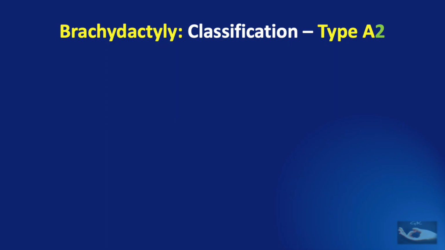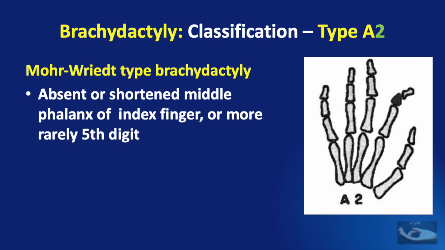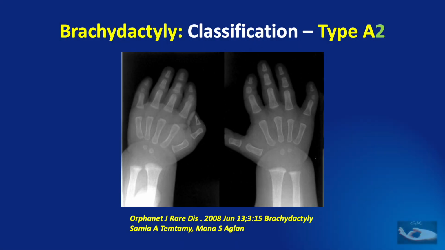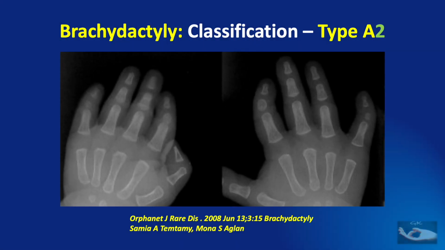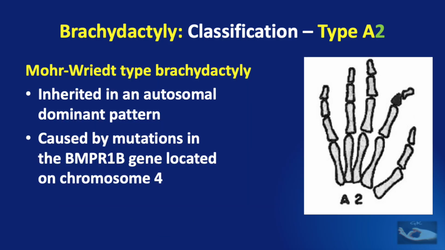Type A2 brachydactyly is referred to as the Mohr-Wriedt type brachydactyly, where there is absent or shortened middle phalanx of the index finger, which may be associated with shortening of the middle phalanx of the little finger. X-ray showing absence or shortening of the middle phalanx presenting with a distinctive triangular shape. This type of brachydactyly is also inherited in an autosomal dominant pattern and is caused by mutations in the BMPR1B gene located on chromosome 4.